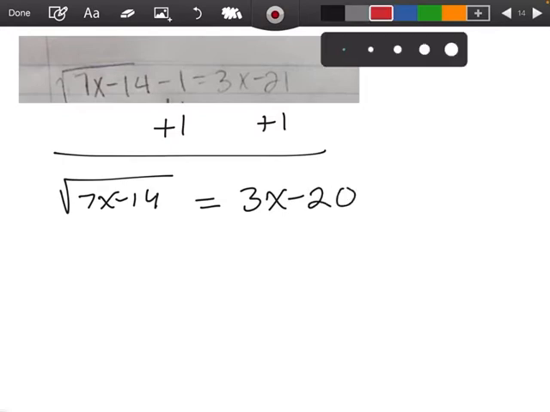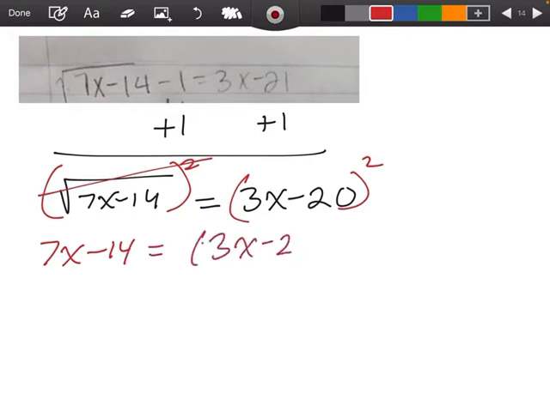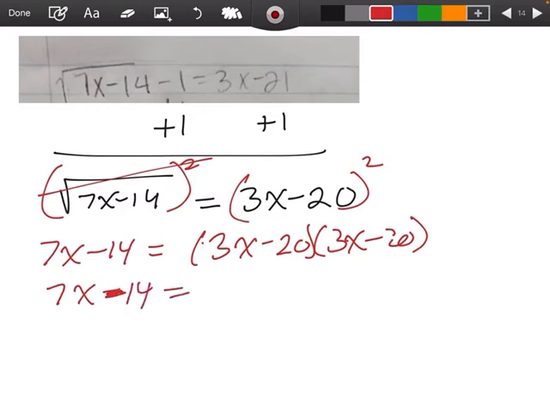Okay, and so now what we need to do is square both sides. So let's go ahead and do that. Remember, the square and the square root will cancel each other out. And over here, I'm just going to write 3x minus 20 twice so that we can figure out what we got here.